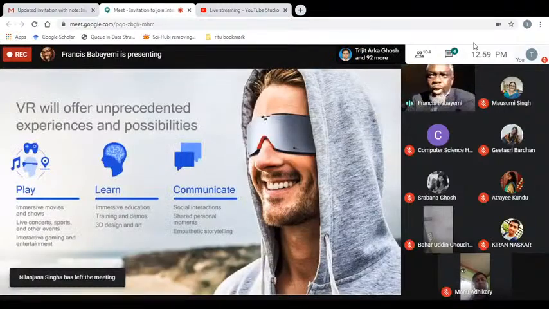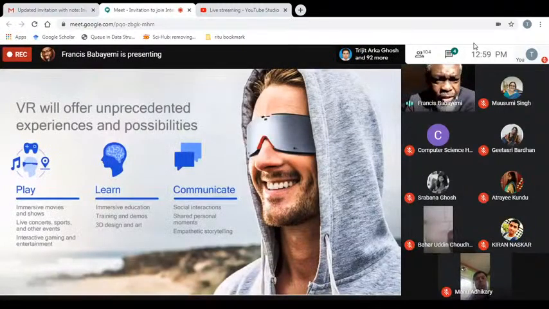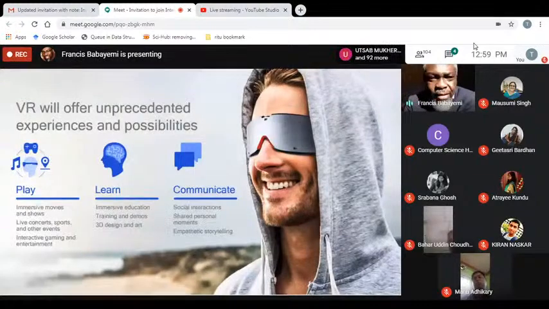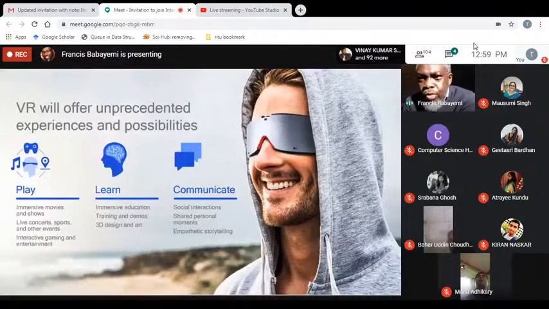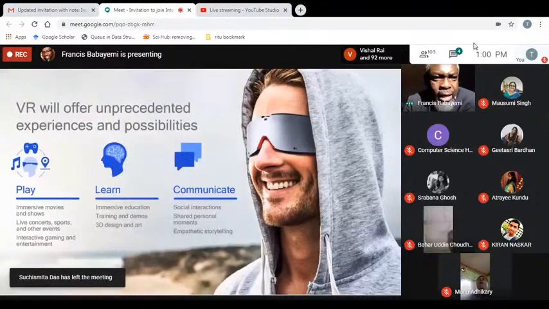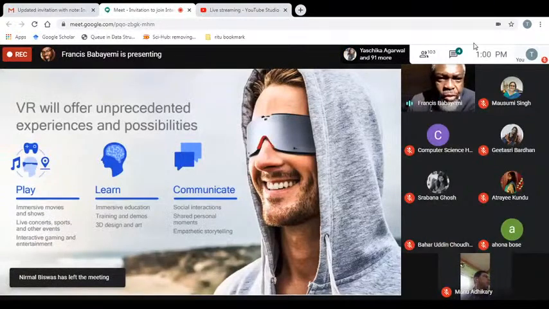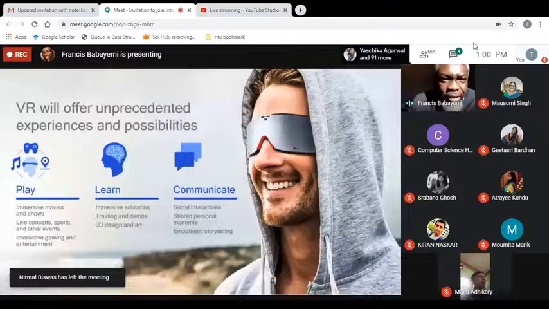For example, we will have things like virtual reality, and we're taking this to extreme virtual reality to offer unprecedented experience and possibility. So think about it in terms of immersive play, immersive movies and shows, live concerts, sports, and other events, interactive games and entertainment. And then we talk about learning, immersive education.